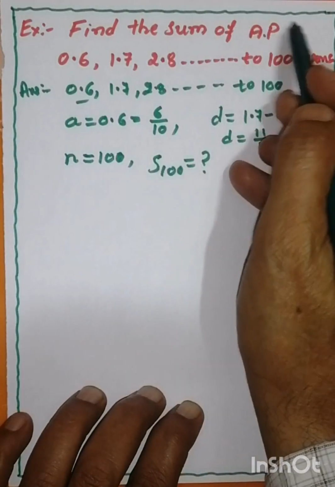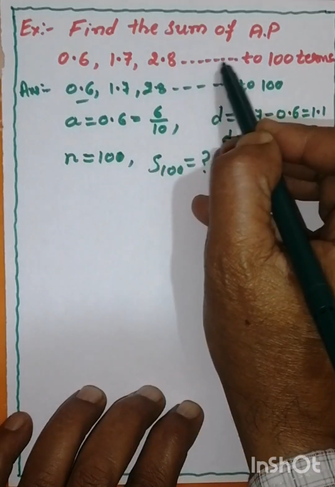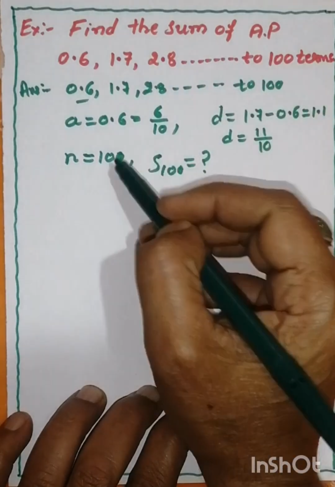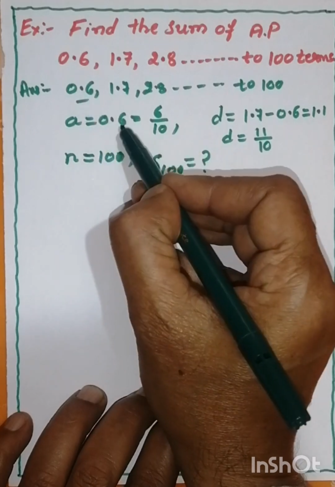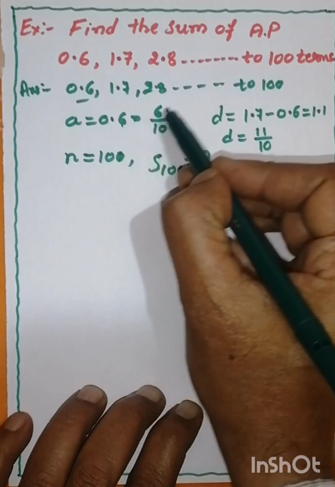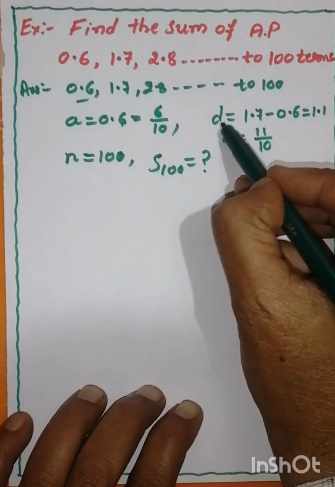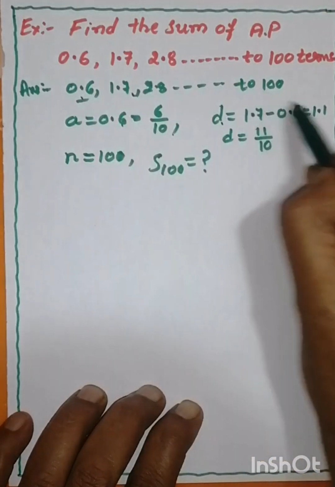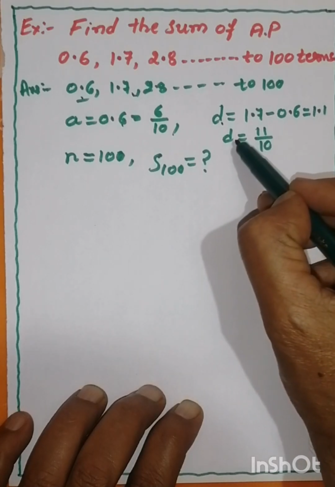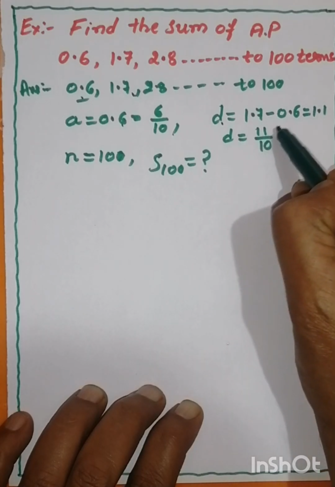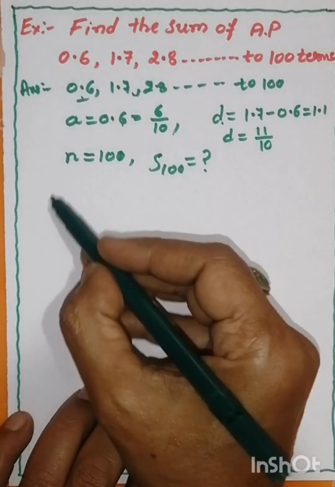Find the sum of the AP 0.6, 1.7, 2.8, and so on, continuing up to 100 terms. Here the given a value, a is 0.6. 0.6 we have to write as 6 by 10. Common difference d is 1.7 minus 0.6 equal to 1.1. Therefore d is equal to 1.1, which we write as 11 by 10.